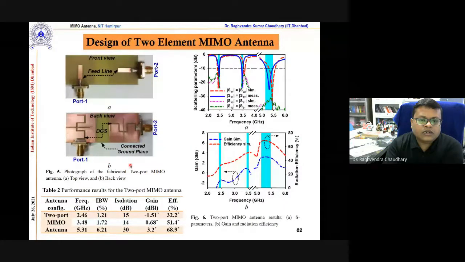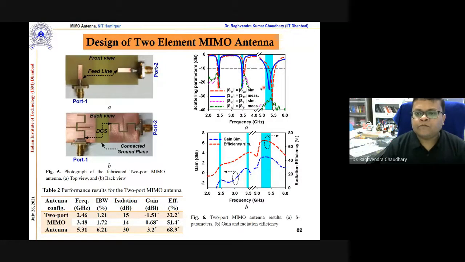Here you can see the three bands, and we have a good amount of gain. The first band is not good, but from the second band onwards we have a good amount of gain. Please check the values: minus 1.1, 0.68 and 3.2. It's fine, but this is not acceptable at all.